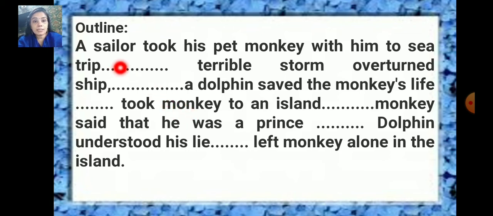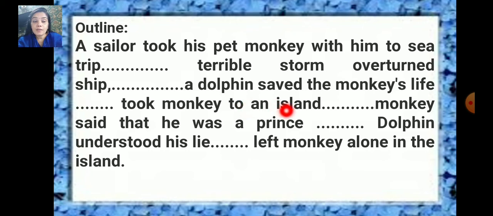A sailor and the pet monkey are going on some trip, a picnic. So the sailor is going for a trip with his pet monkey. Where are they going? To the sea trip. So they are traveling in the sea. That is why he is a sailor. So what happened when they were sailing over the sea? A terrible storm. That storm overturned the ship. The ship has drowned. Then a dolphin came there.